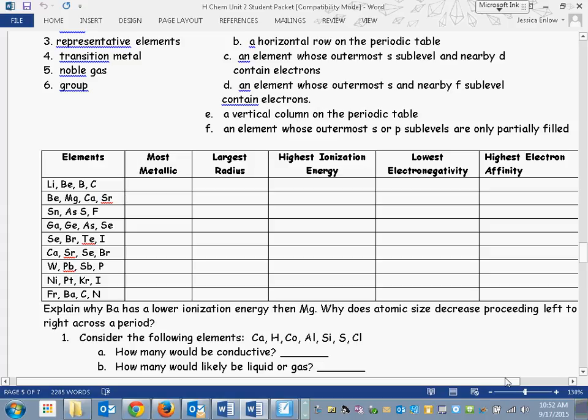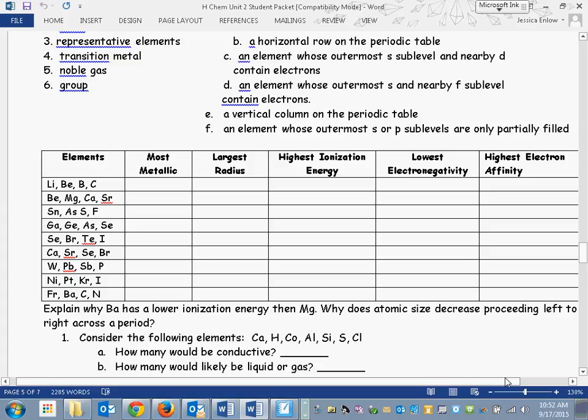Highest ionization, so it goes up and to the right. Beryllium. Now tell me why. Don't say, oh, because it's at the high and it increases up and to the right. Tell me why. Why is it so difficult to take beryllium's electron versus strontium? Because it's smaller. That's it. Smaller radius means mom's got a tight hold on the electron. It's difficult to take away.